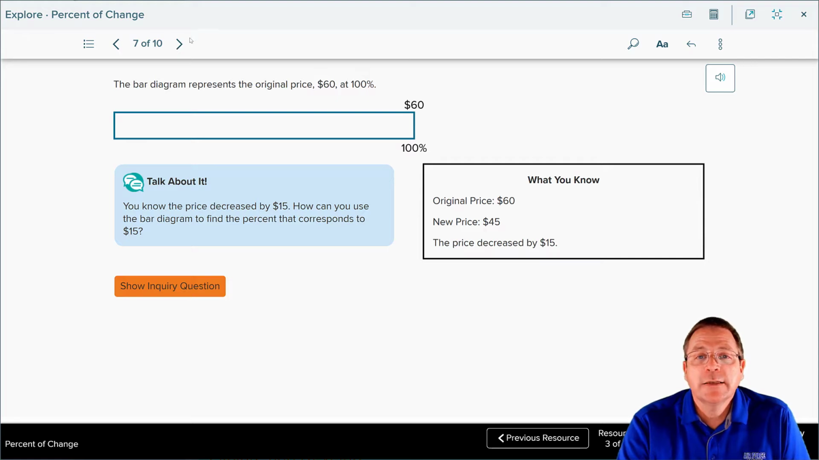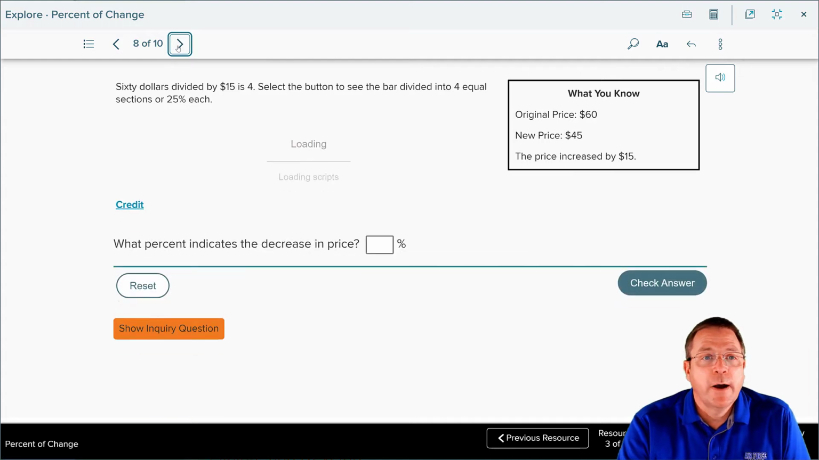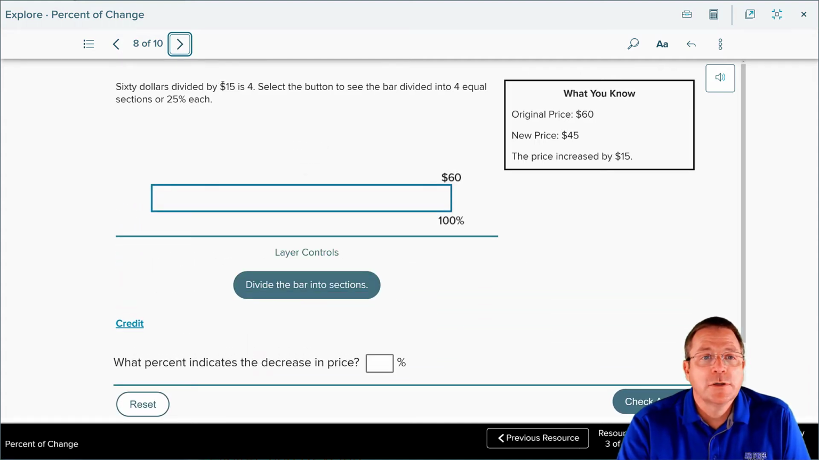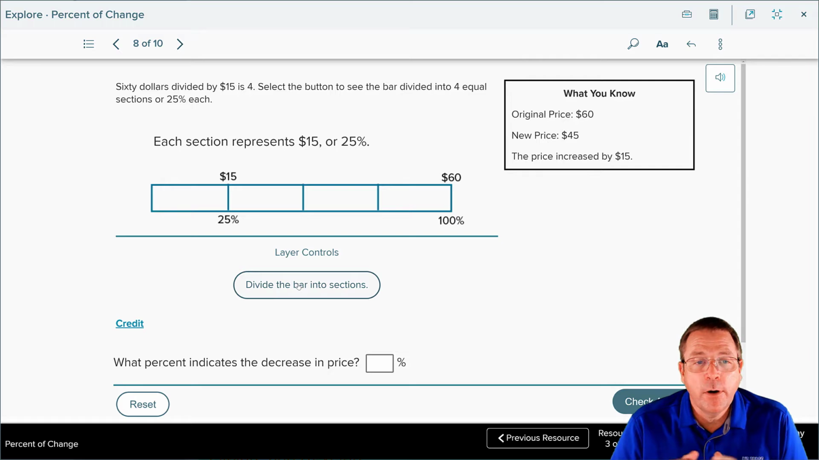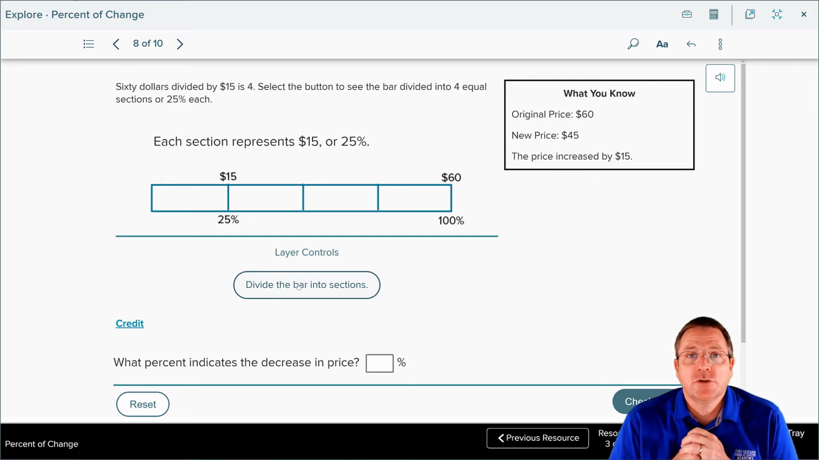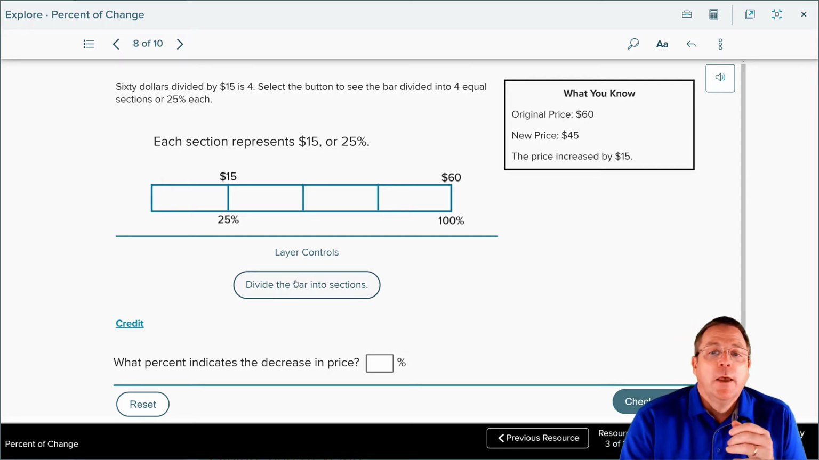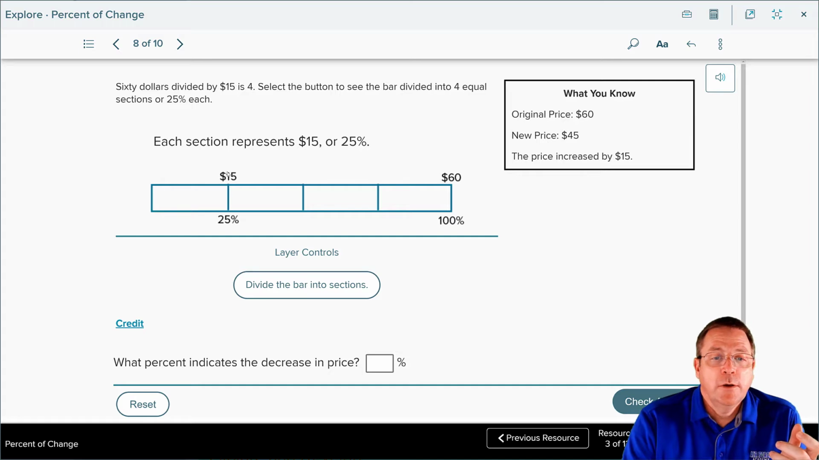Well, we're going to take that 60 and we're going to divide it into $15 sections. So if you divide 60 by the $15, that gives you 4 sections. That means we have to divide our bar diagram into 4 sections, just like you see there. Our first section, $15, is 25%.